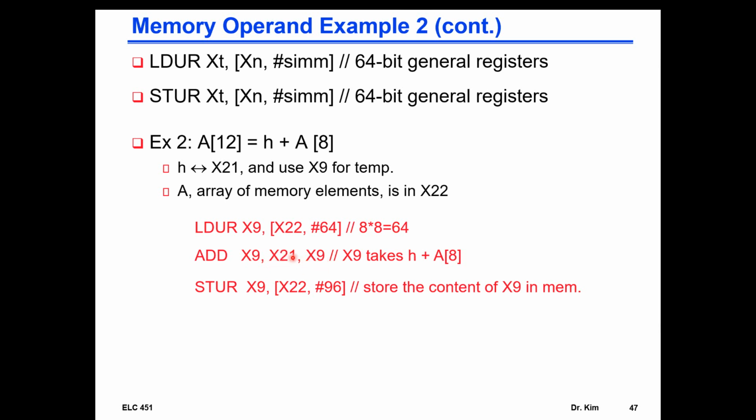So in essence, we are overwriting register 9 with the sum, which originally had A of 8, but that's okay because we don't care about this value anymore. We just want the sum of these two items. And now we can store that sum into A of 12, which is the same base address of the array, but now with a displacement of 96, which is 12 times 8. And we have done then the operation.